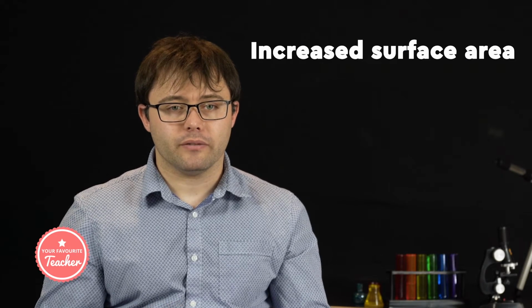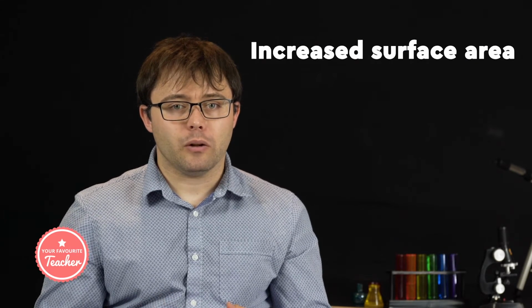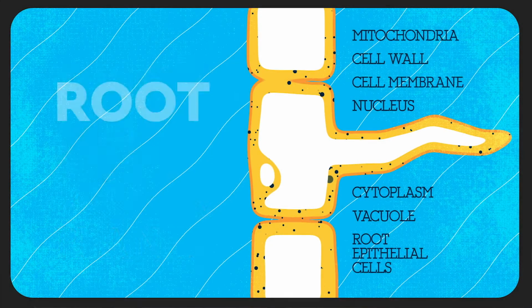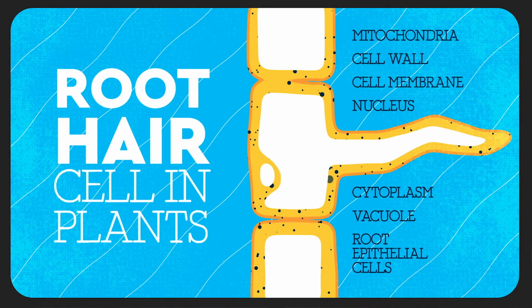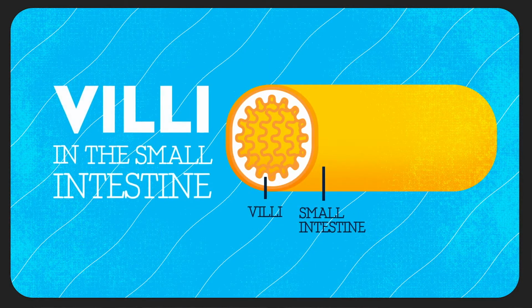Long projections from a cell are usually for increased surface area. This gives the cell more space with which to absorb important minerals and materials. Root hair cells in plants and villi in the small intestines both have this adaptation, as it means they can absorb more material more effectively than cells without these projections.